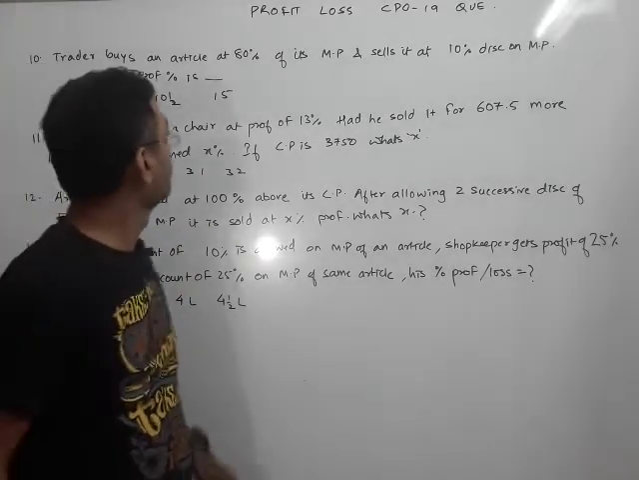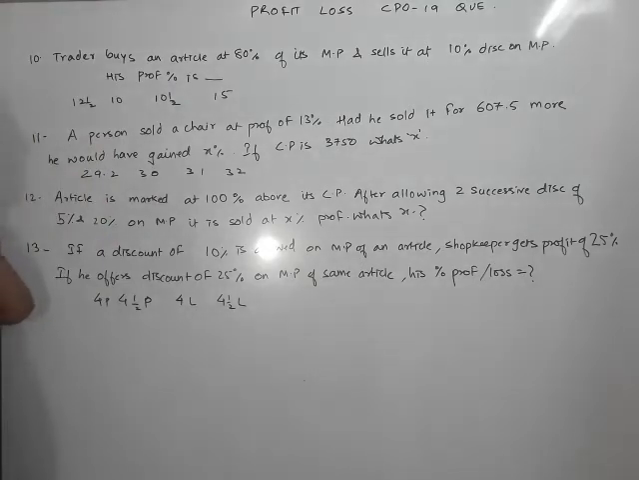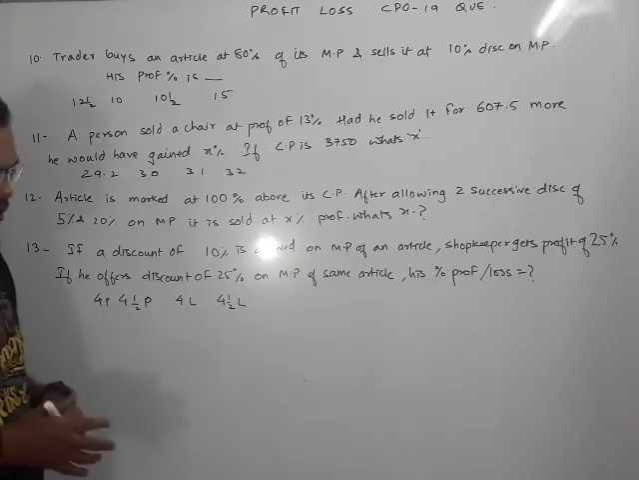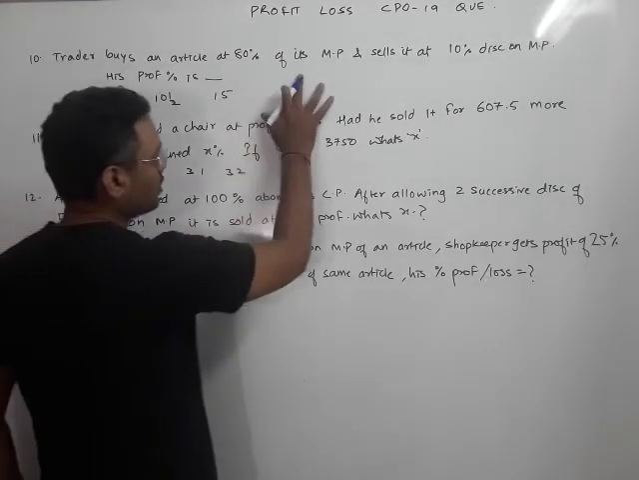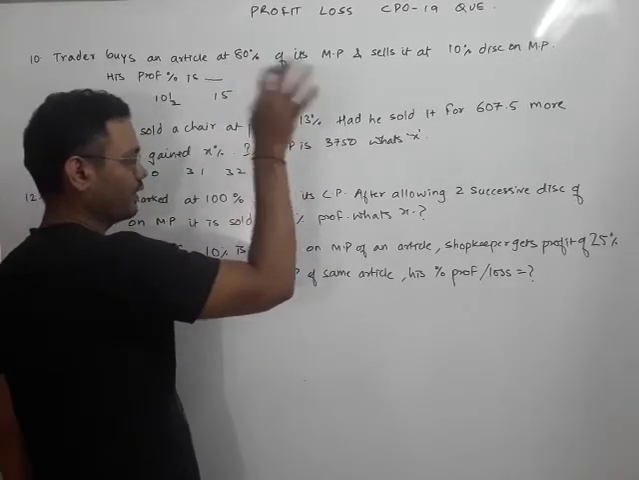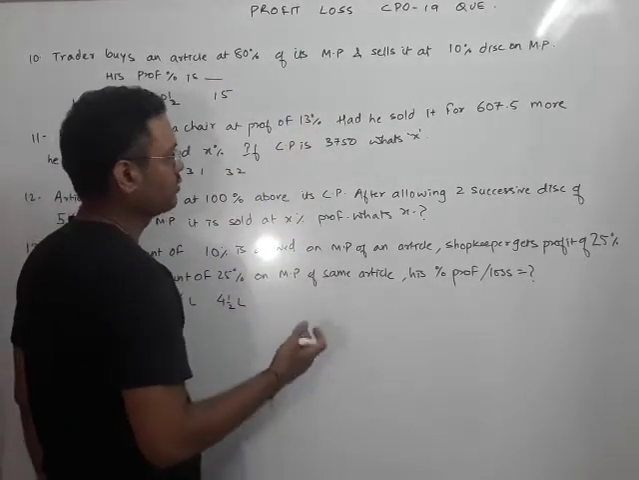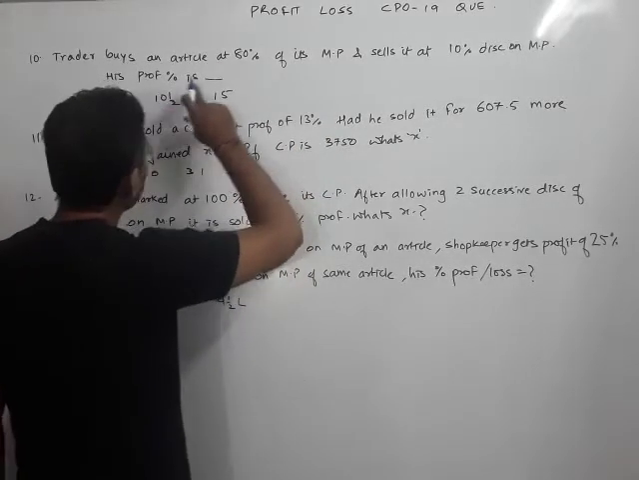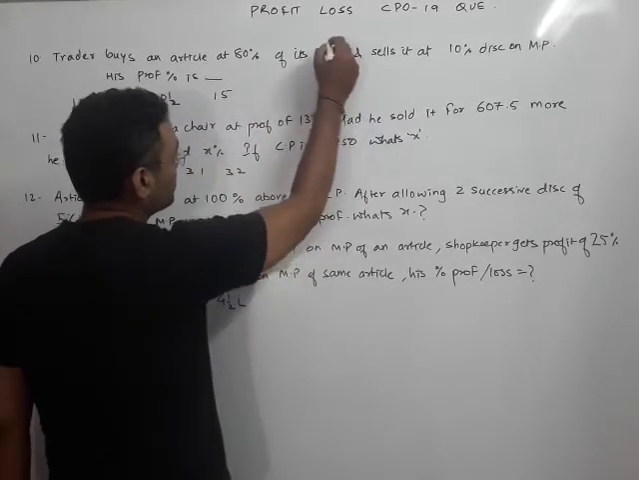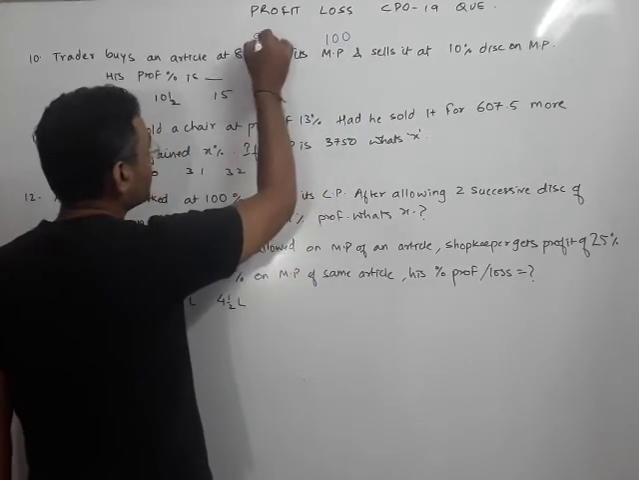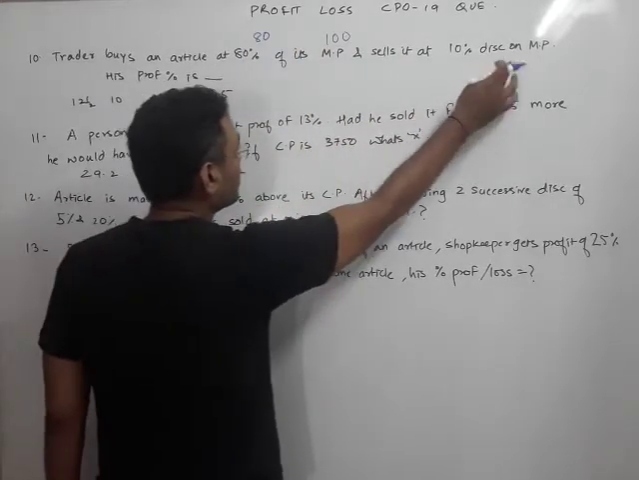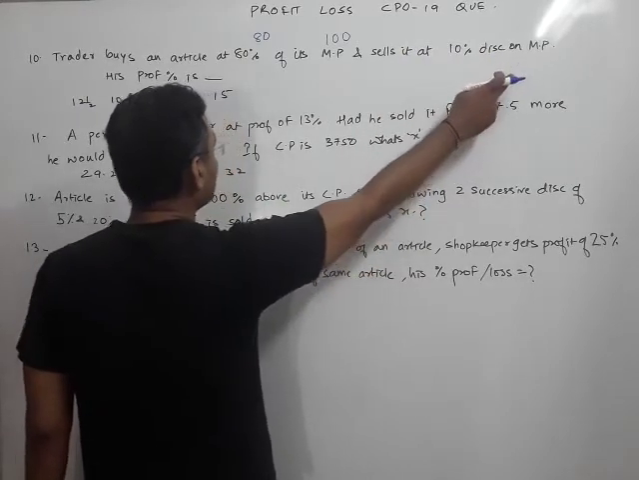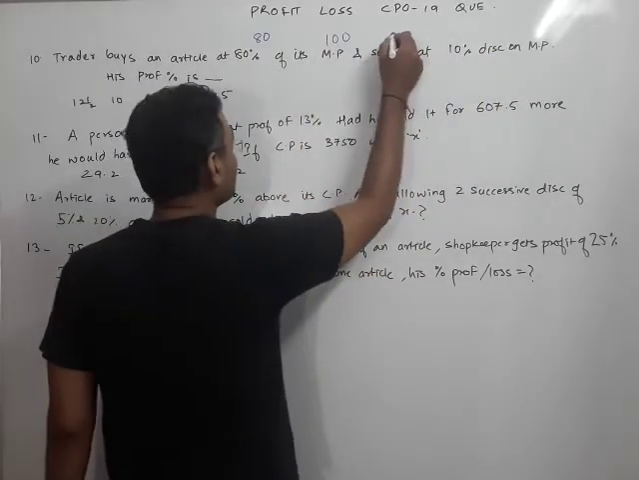Some correction in that. Okay, next question says, trader buys an article at 80% of its mark price and sells it at 10% discount on mark price. Then his profit is how much? Now understand something, that always I will try to correlate it with in terms of hundreds. So let me say that 80% of its mark price, let me call this as 100. This is for 80, and he is selling it at discount on mark price. 10% discount means sells at 90.